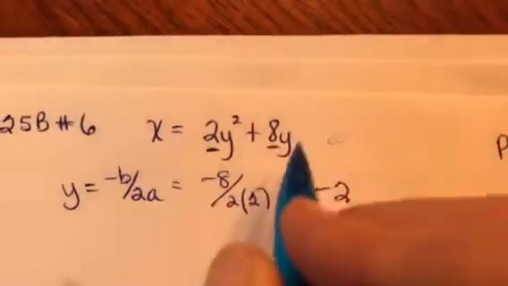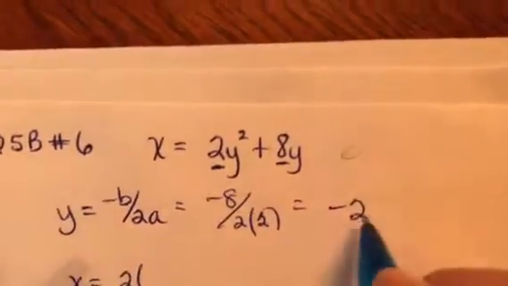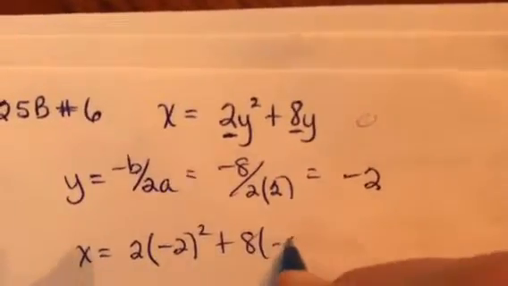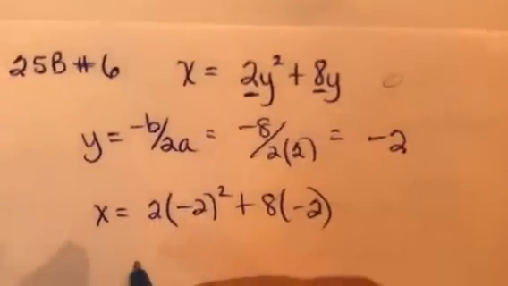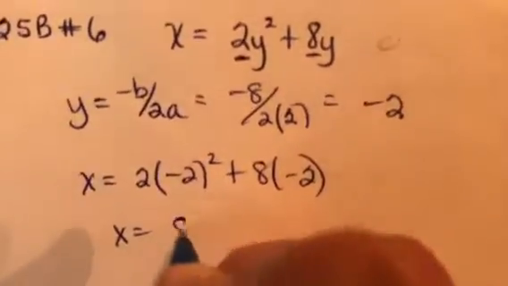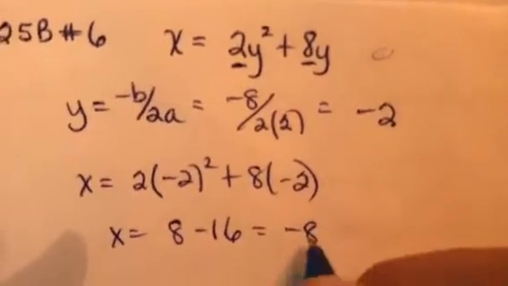Now, it's the same difference. I'm going to find my x value by plugging that in everywhere I see a y. So I'm going to plug this in. And this is just a nice little trick to find the vertex. That gives me 4. 4 times 2 is 8, minus 16, which is negative 8. So that's my x value.